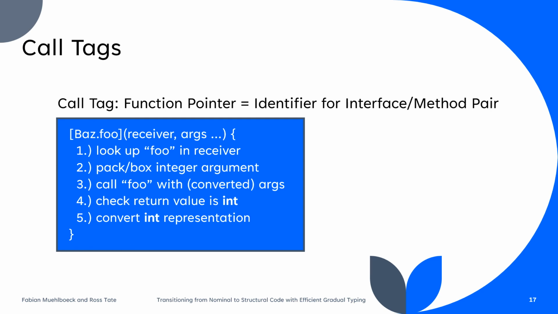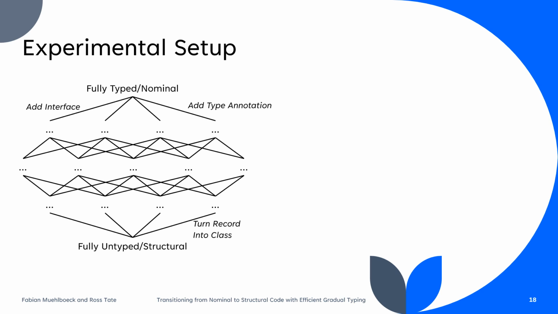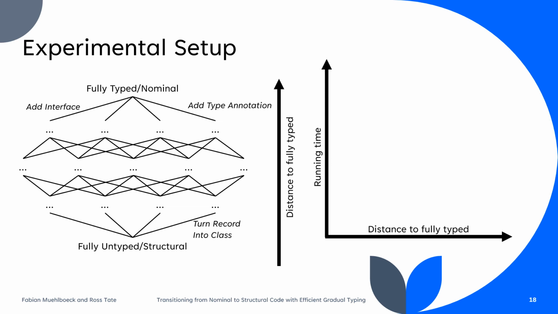How efficiently? To answer this question, we ran some experiments, which we set up in the standard way for gradual typing benchmarks. For each program, there is a fully typed, and in our case also fully nominal version, and a fully untyped structural version. From the latter, we can move towards the former by adding type annotations, or in our case, also by adding interfaces or turning records or lambdas into classes, in various orders. This creates a lattice of intermediate versions between our two extremes, with each step getting us closer to the fully typed version. We run all the intermediate versions we generate and plot the running times.